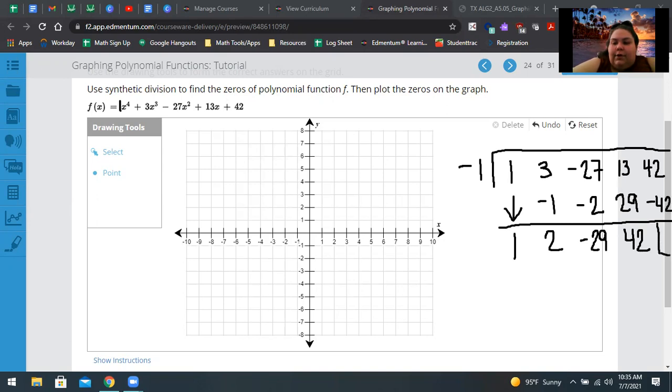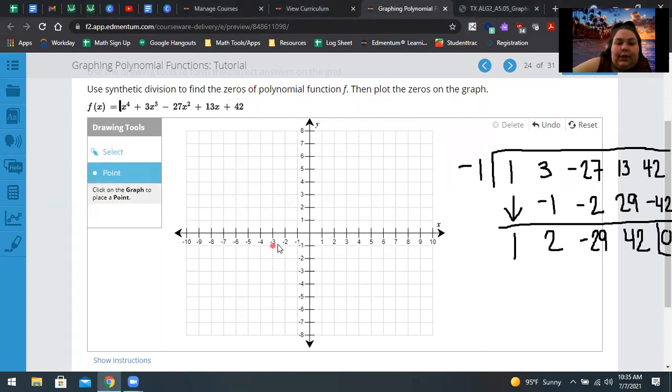And if you remember, in order for this to be considered a factor, I need to have a 0. So 42 minus 42 is 0. So x plus 1, it does work. That means I have a factor of x plus 1. The reason we get that negative 1 is that if you take the x plus 1 factor and set it equal to 0, your x is going to equal negative 1.